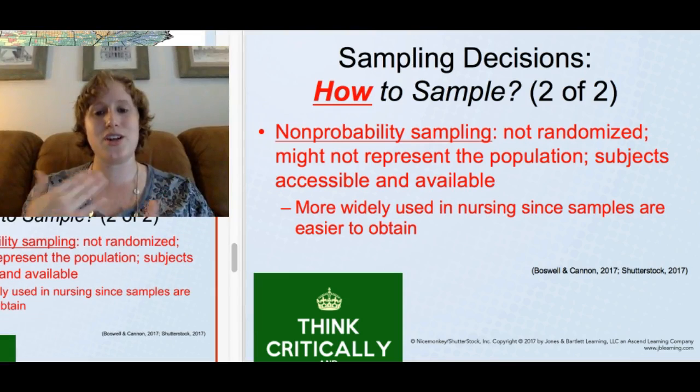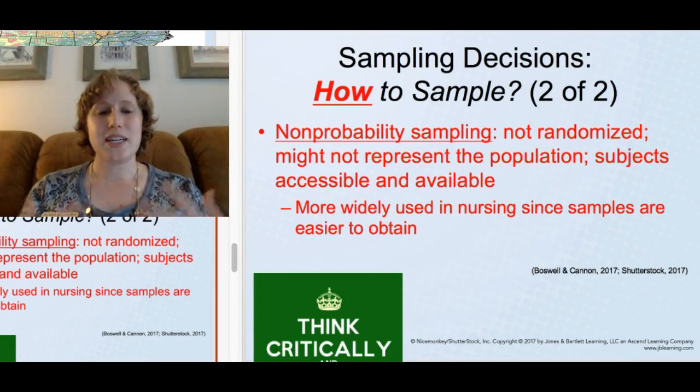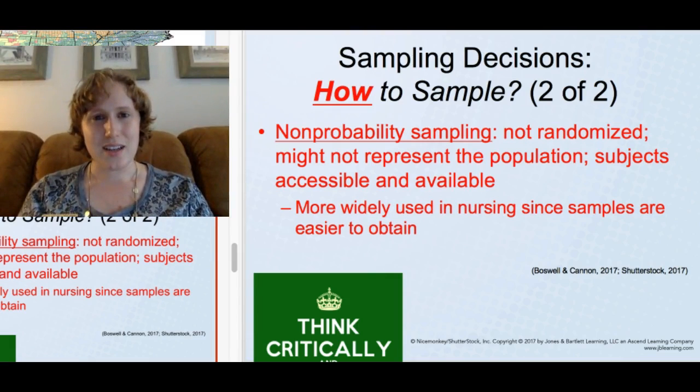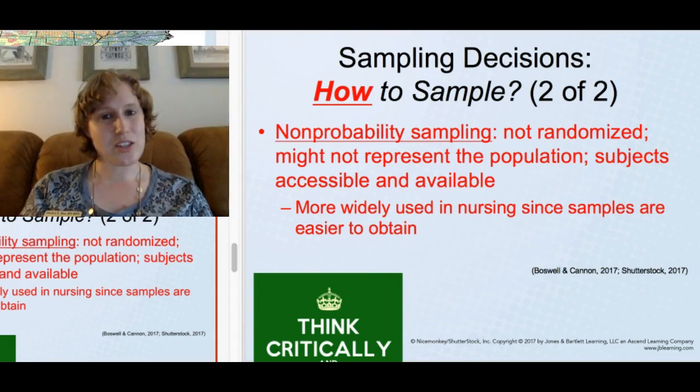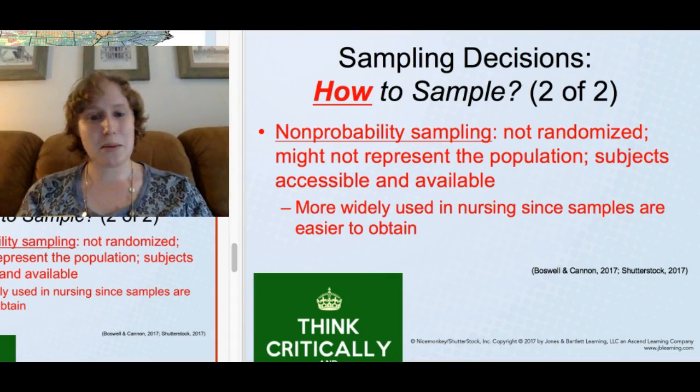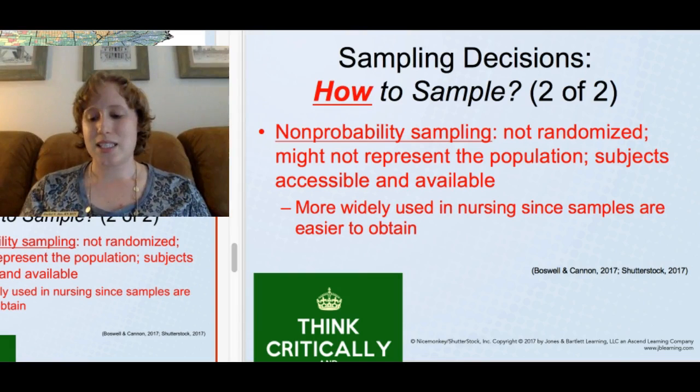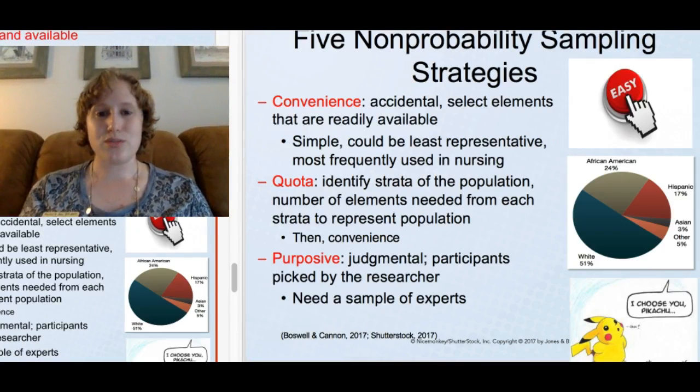Non-probability methods are non-random. This is normally used in nursing just because the samples are easier to obtain. Now, we have to go back to this concept of feasibility. Am I able to get a larger sample? Can I only get a smaller sample? Think critically about that to decide which method you're going to use.